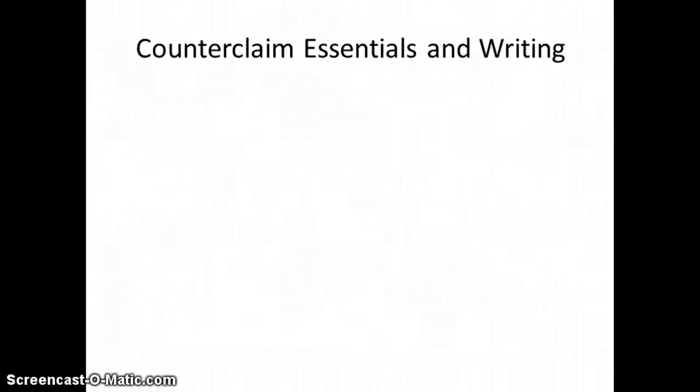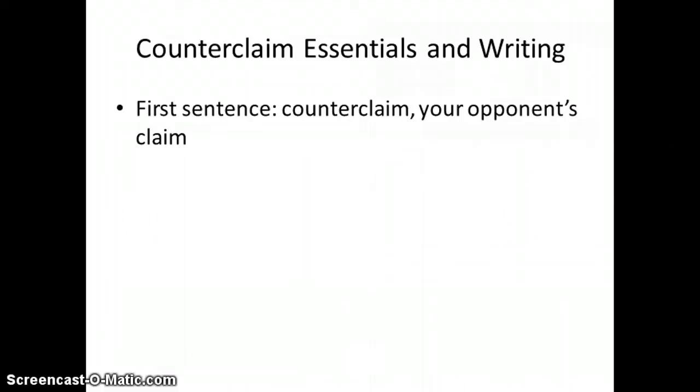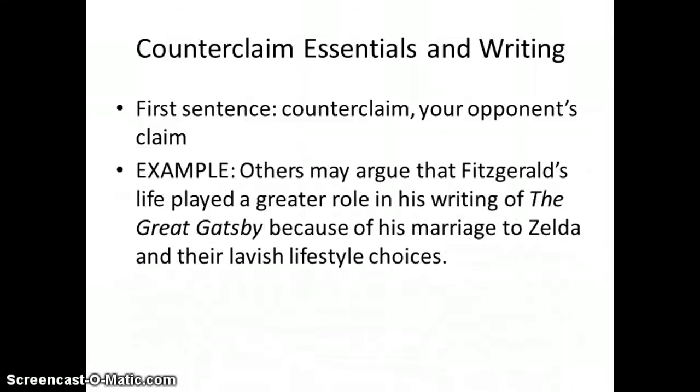When setting up a counterclaim, you must get in the mind of the opposing side and somewhat write for them. Your first sentence won't be a topic sentence, rather your opponent's claim or counterclaim. For example, if I was arguing the societal issues had a greater impact, my opponent would argue that Fitzgerald's life had a greater impact. Therefore, the first sentence of my counterclaim paragraph would look like this.